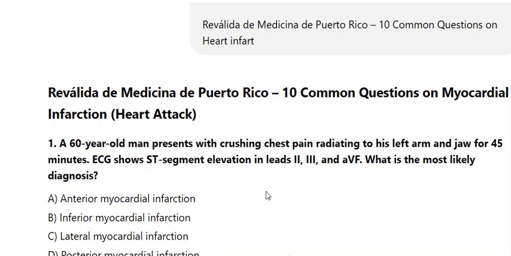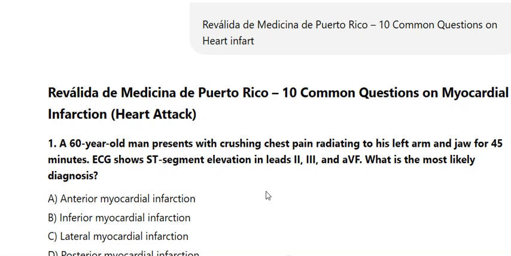A. Anterior myocardial infarction. B. Inferior myocardial infarction. C. Lateral myocardial infarction. D. Posterior myocardial infarction. Correct answer B. Inferior myocardial infarction. Explanation: ST segment elevation in leads 2, 3, and AVF suggests an inferior wall MI, which is commonly due to right coronary artery (RCA) occlusion.